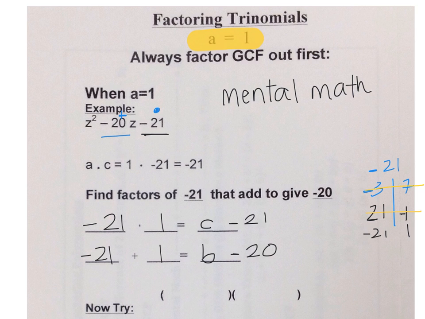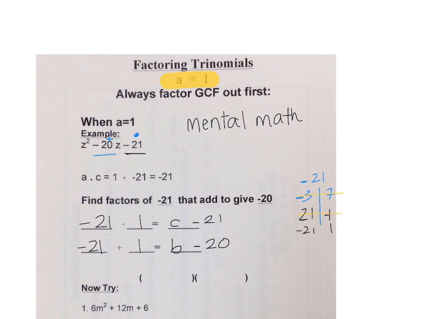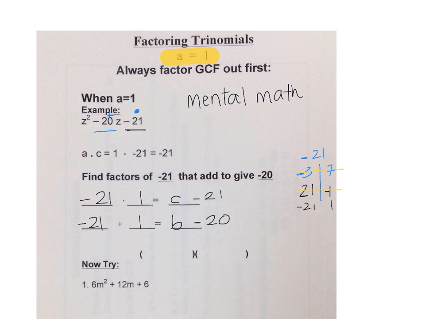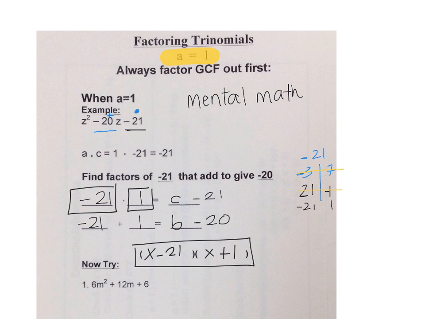Negative 21 and 1. So let's double check. If I multiply negative 21 times 1, that gives me negative 21, check. Negative 21 plus 1, if I add those, that gives me negative 20, check. So then these are my two numbers. Then I'm done factoring. I just put an x in front of each one of them, each number, and that would be my factor. So the first factor is x minus 21, and my second factor is x, and the 1 is a positive, so plus 1. And there you go, I just factored.